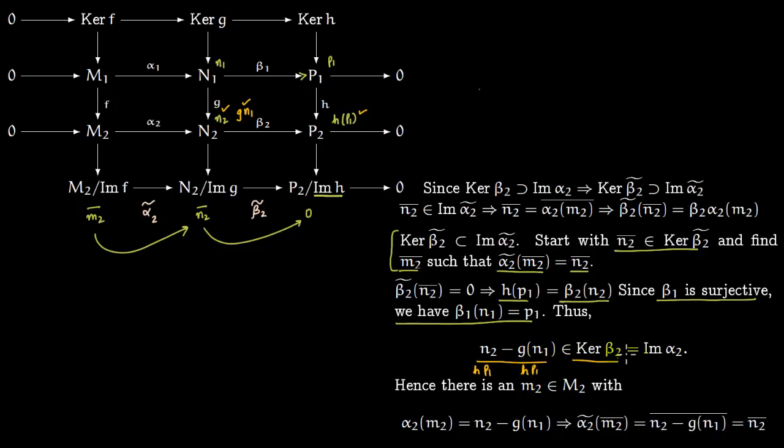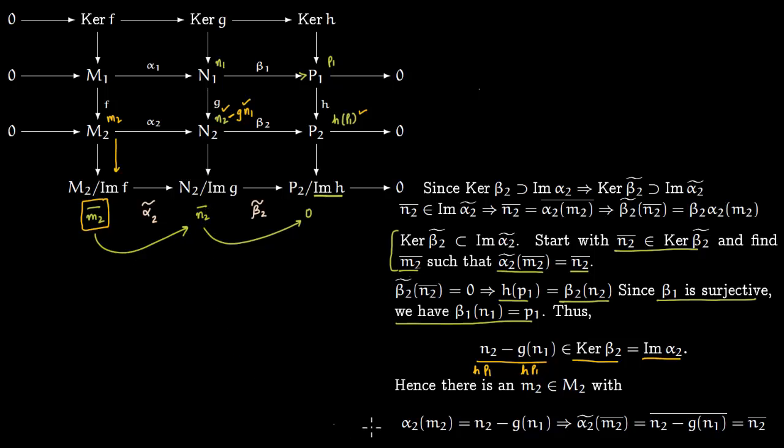But the kernel of beta 2 is equal to the image of alpha 2, because of exactness at n2. This is given to you. So therefore, there is some m2 here which will get mapped to n2 minus g n1. So n2 minus g n1 lies in the kernel, and there is some m2 which gets mapped to it. Now this m2 is precisely the one which goes to m2 bar here, which gets mapped to n2 bar.